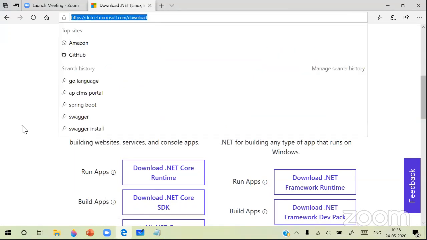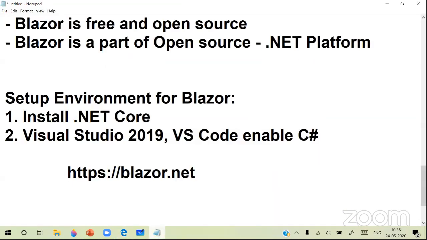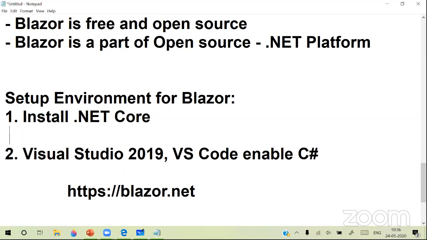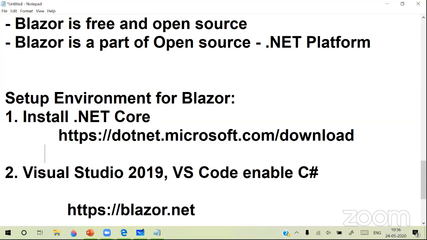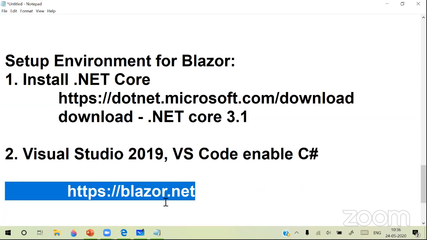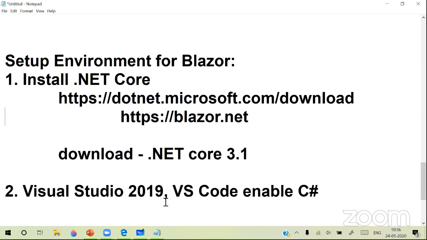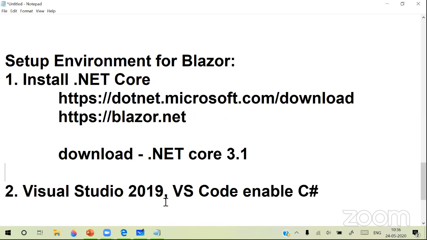That means it will take you to this location. So you have to download and install .NET Core 3.1, right? And Visual Studio 2019, you can get it from this URL also. You can go directly to that location. Both are the same, right? Yeah.